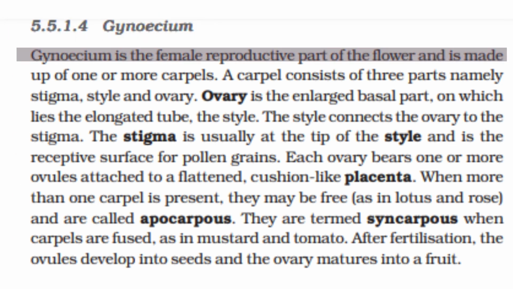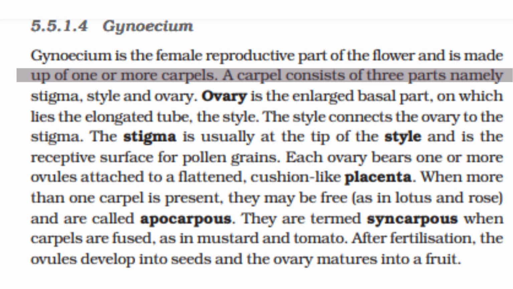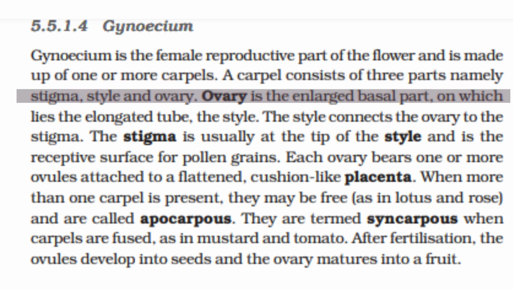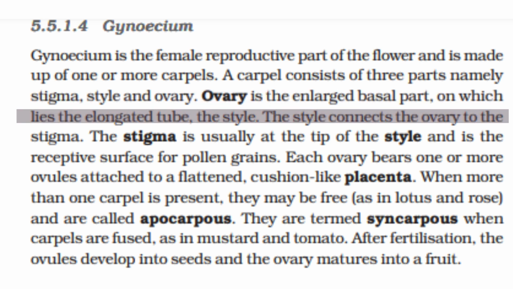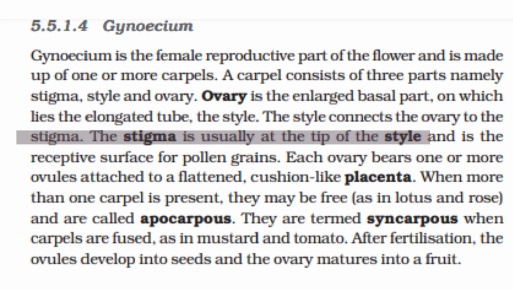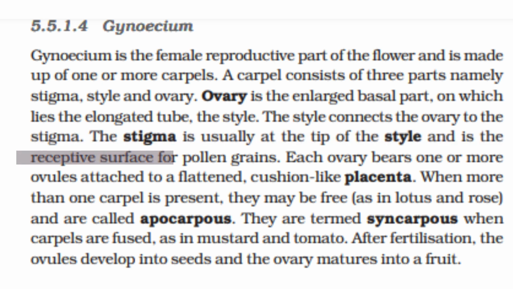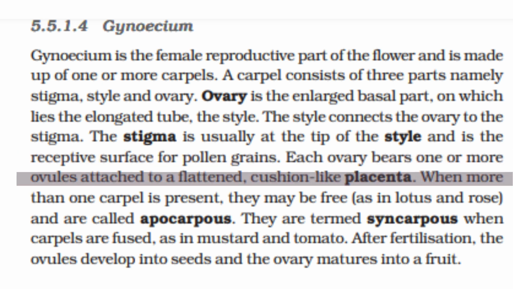Gynoecium. Gynoecium is the female reproductive part of the flower and is made up of one or more carpels. A carpel consists of three parts, namely stigma, style, and ovary. Ovary is the enlarged basal part on which lies the elongated tube, the style. The style connects the ovary to the stigma. The stigma is usually at the tip of the style and is the receptive surface for pollen grains. Each ovary bears one or more ovules attached to a flattened cushion-like placenta.